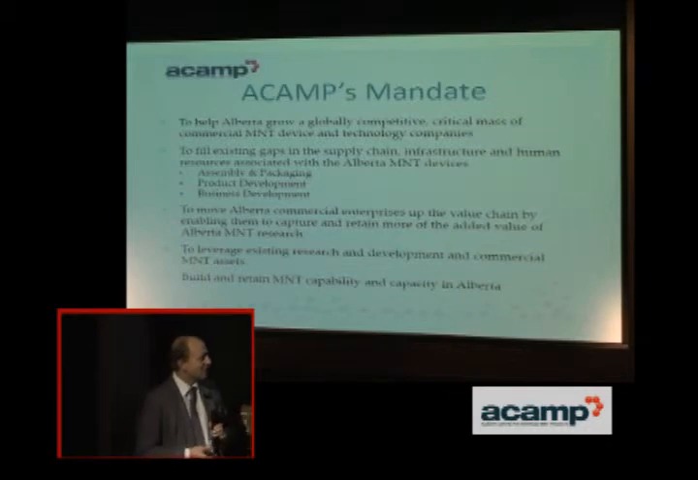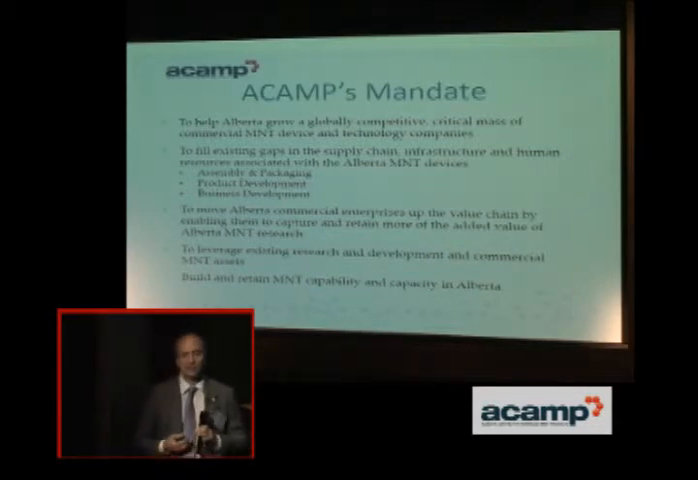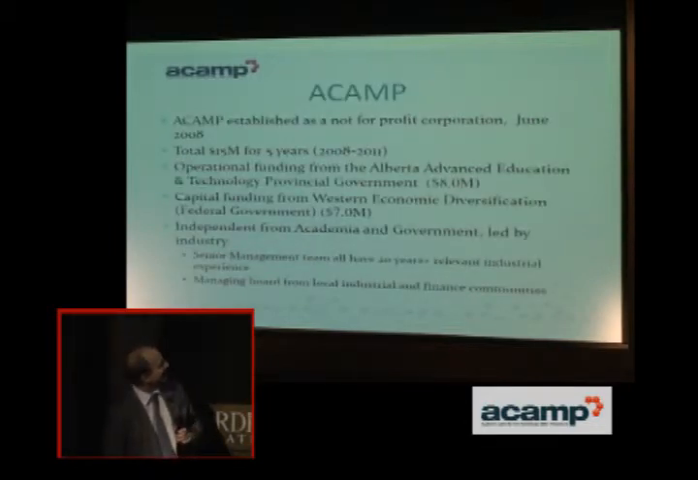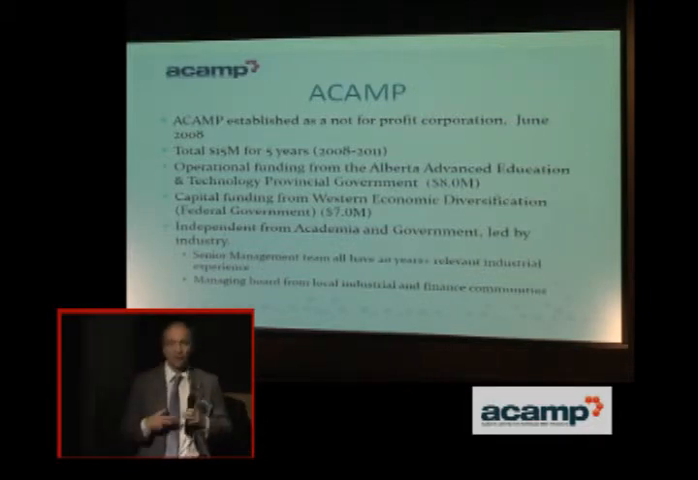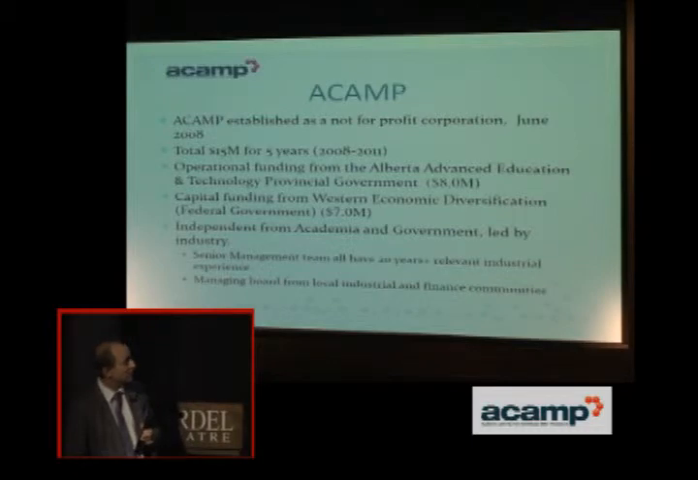So we were founded, we have a mandate, we're funded by the government. Our mandate is to help Alberta grow a globally competitive critical mass of commercial MNT device and technology companies. So we're here to help lots of different people. I've got 2 minutes left, all right, I better speed up a wee bit then. We have been funded. We have a total of now 17 million, I believe, for 5 years. We have 9 million in capital funding from Western Economic Diversification, which we've used to buy a whole range of assembly and prototyping equipment so people can come in and develop prototypes, new products.